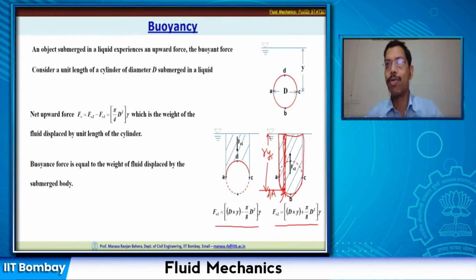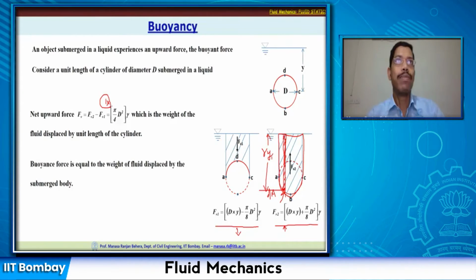This is the force acting downwards. Now if we take the combination of these two, we can find out the net upward force that is acting on the cylinder. So that we have done here. Fp2 minus Fp1 is equal to pi d square by 4 multiplied by 1, which is not shown there. So you have pi d square by 4 as the area, multiplied by 1, and that multiplied by gamma, which is the weight of the fluid displaced by unit length of cylinder.